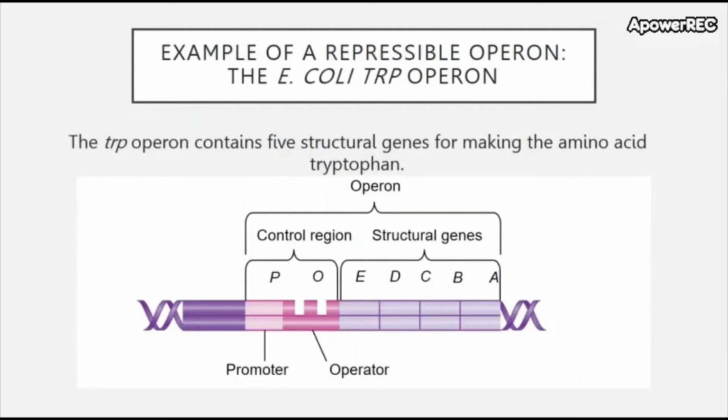Okay, the TRP operon is an example of a repressible operon. So ask yourself again, is a repressible operon usually on or usually off? It's usually on, therefore it can be repressed. The TRP operon contains 5 structural genes for making the amino acid tryptophan. Again, we have the promoter region, the operator region, and we have the E, D, C, B, A genes present.